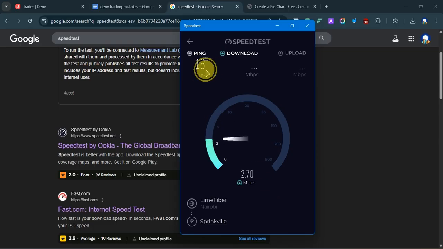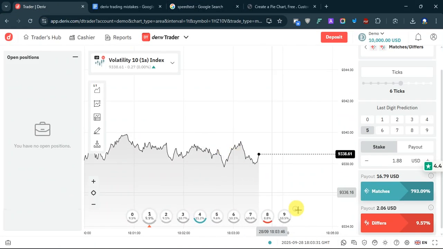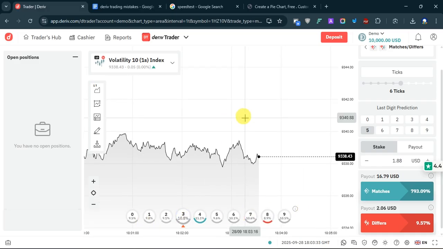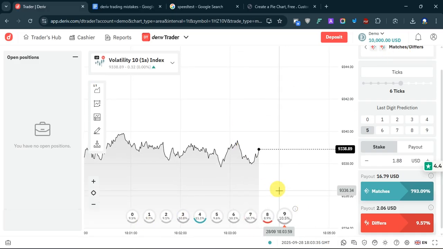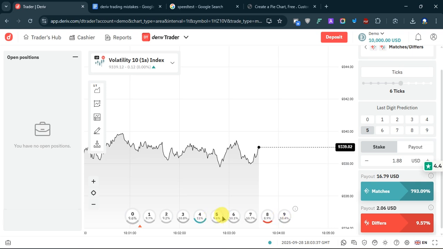My latency is 18, but when I checked the other time it was almost 40. So you can see we have a difference. Of course, I have a slow connection, but with a good latency, I can execute trades. For fast moving markets, like when you're trading matches and differs, you need a fast connection.